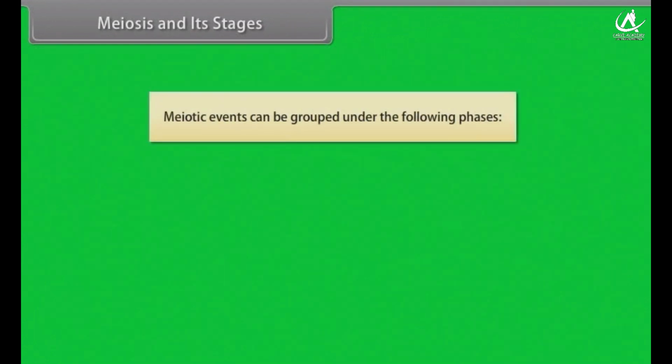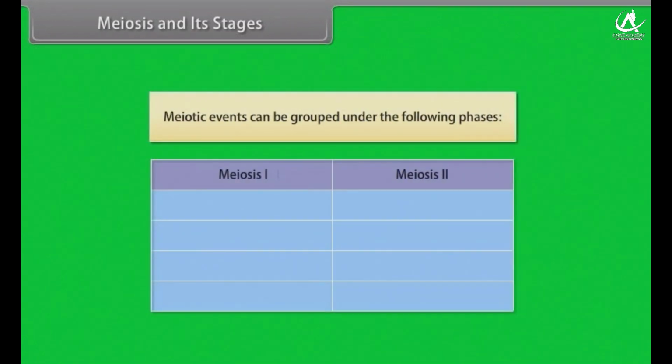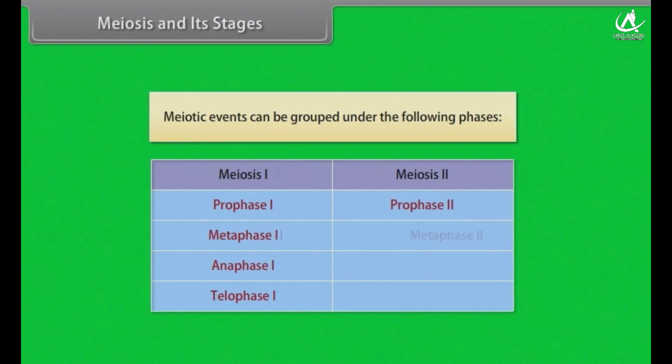Meiotic events can be grouped under the following phases: Prophase 1, Metaphase 1, Anaphase 1 and Telophase 1 come under meiosis 1, while Prophase 2, Metaphase 2, Anaphase 2 and Telophase 2 come under meiosis 2. Now let us know each phase in detail.